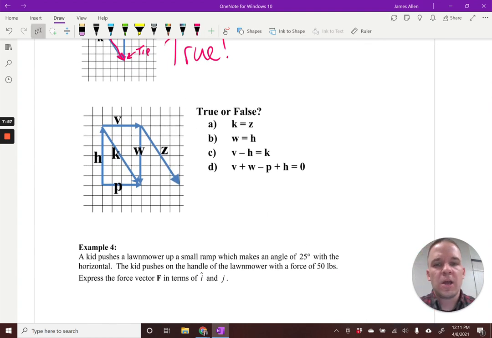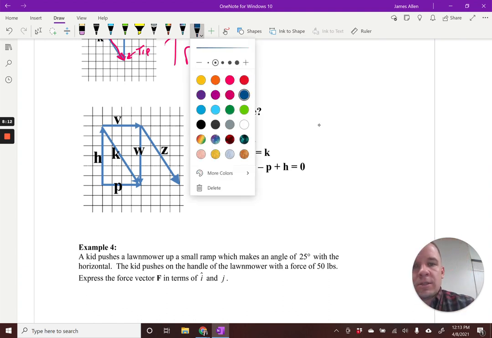Couple more here. So why don't you pause the video? I'm going to probably pause it for you, and then see if you can get true or false for each one of these. All right, hopefully you're able to try each one of them. If not, you can still pause the video. We haven't gone over it yet. All right, let's go. So I'm going to go with orange.